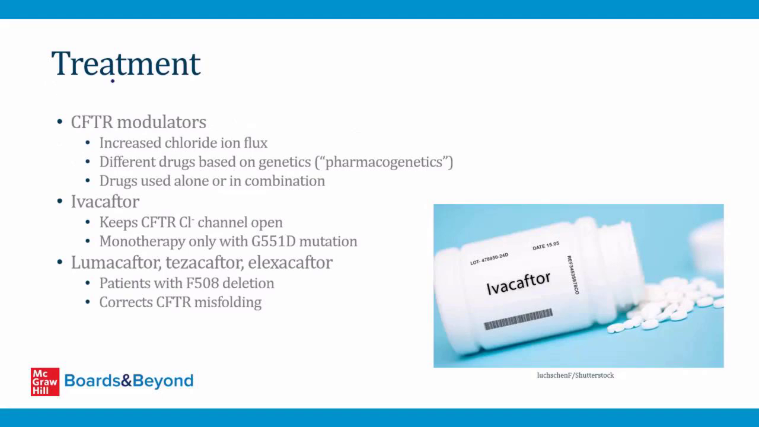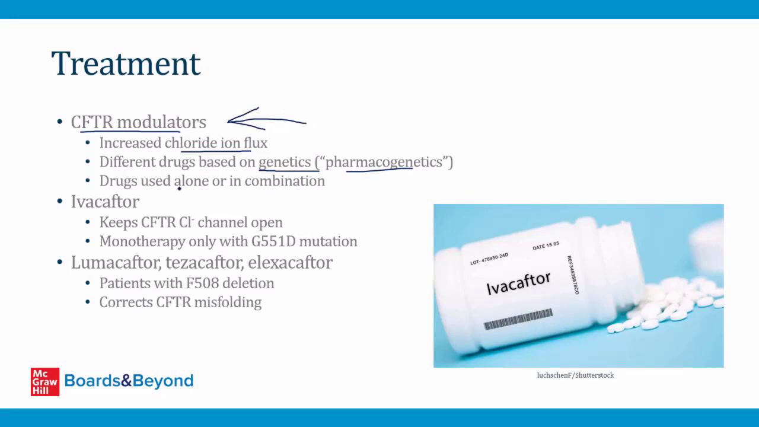Beyond those treatments on the last slide that thin the mucus in cystic fibrosis patients, there are a number of newer treatments that are called CFTR modulators. These drugs directly target the CFTR proteins. They increase the chloride ion flux, basically causing what should happen normally from the CFTR protein to occur after treatment with the drug. There are different drugs that are used based on an individual patient's genetics. This is called pharmacogenetics. So depending on which gene mutation the patient has, that determines which of these CFTR modulators you will use in that particular patient.